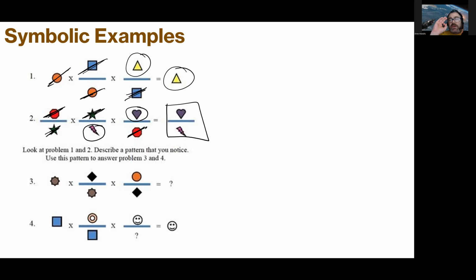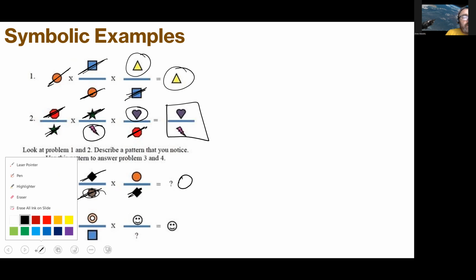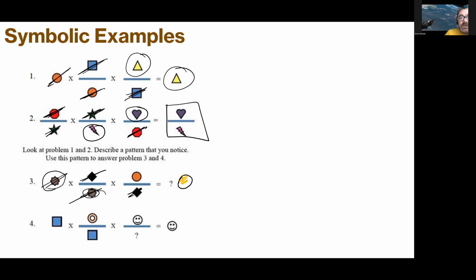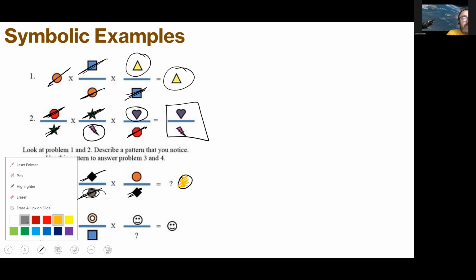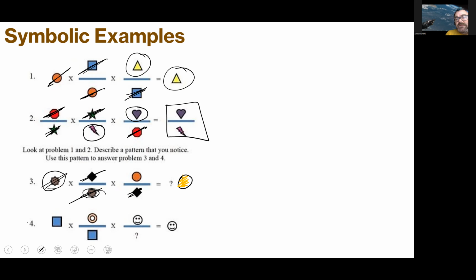Now we can use this idea to literally solve what we're talking about. Okay, so here we have this pokey looking thing and this pokey looking thing, so they're going to cancel each other out. And we have a diamond on top and a diamond on bottom. So this means our answer should be what? Orange circle. I don't know why I feel compelled to draw it, but there we go. Orange circle. All right. Now, in the bottom one, this number 4, it's not asking for the answer. It's asking for what goes here. Okay. Our answer is smiley face.